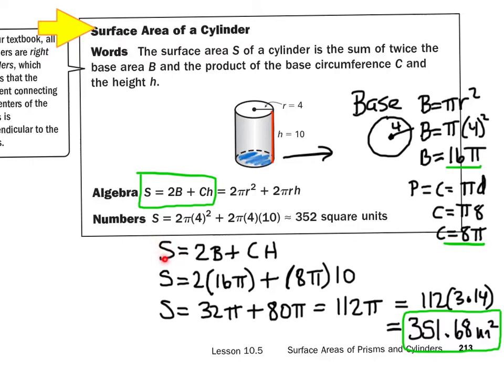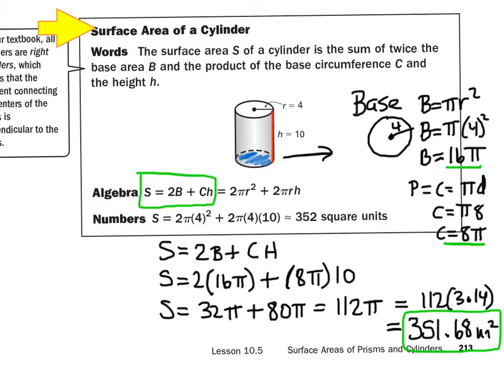Now, put this in the surface area formula. Surface area equals 2 times the base area plus the circumference times the height of the cylinder. Well, 2 times the base area was 16 pi plus the circumference was 8 pi times the height, and the height of the cylinder you can see is 10. And now do 2 times 16 is 32, bring down the pi, plus, and then do 8 times 10 is 80, bring down the pi. So 32 pi plus 80 pi gives me 112 pi.